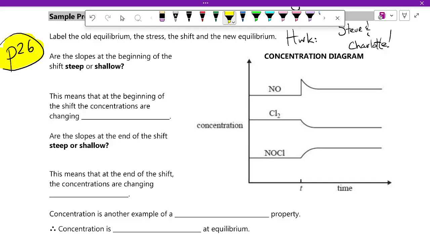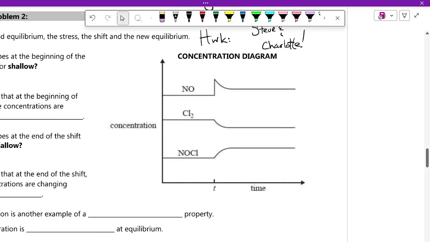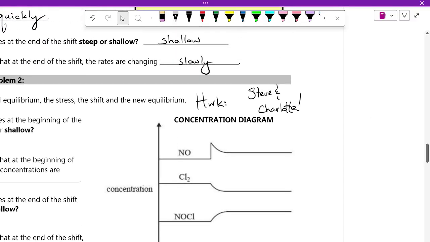Steep and shallow. It's a way of remembering steep and shallow. Steep, shallow, flat. Steve, Charlotte, flat. No, it's okay. It was a suggestion after class as a little memory device, and so I wrote it down because I thought it was kind of cute. Steep, shallow, flat.